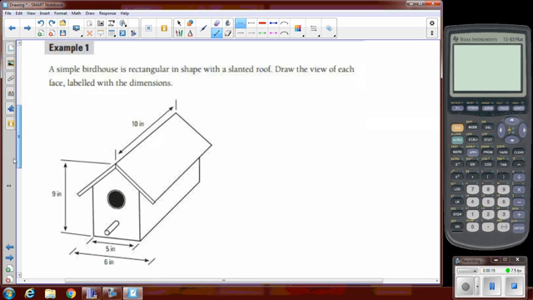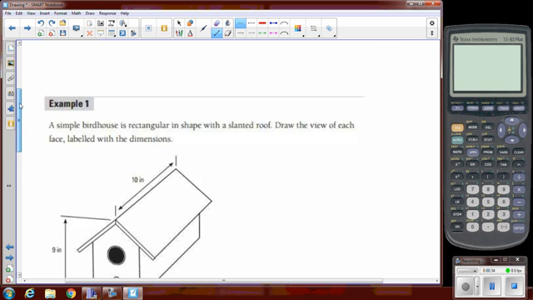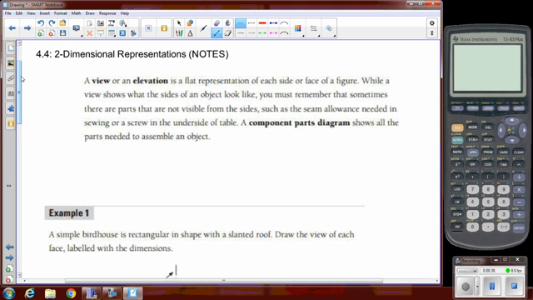We're going to be working with this birdhouse, and it has dimensions on it. And we're going to want to draw each face of it. So each face means its front, its sides, its back, its top, and its bottom. So we'll go back and look at the definition. It's saying a view or an elevation is a flat representation of each side or face of a figure.